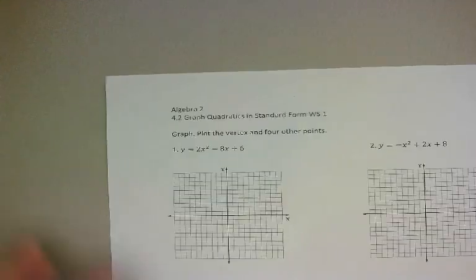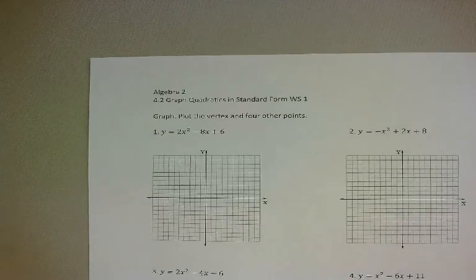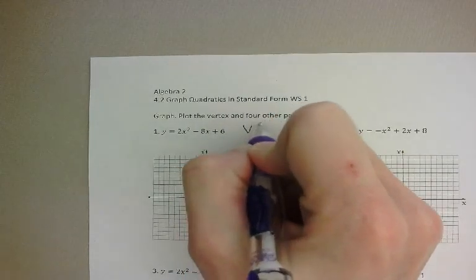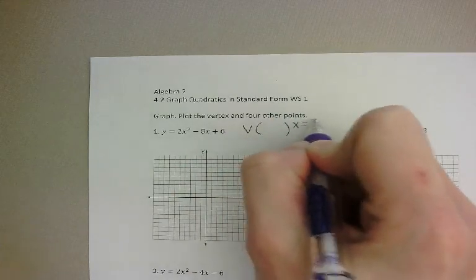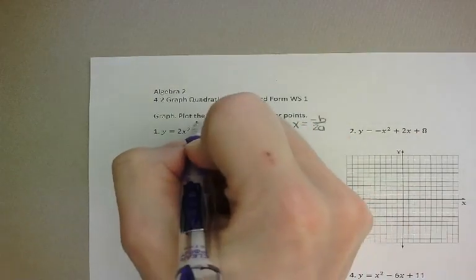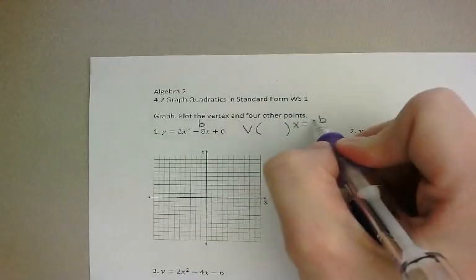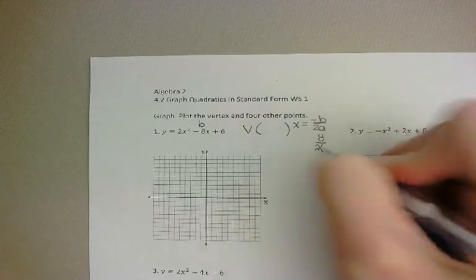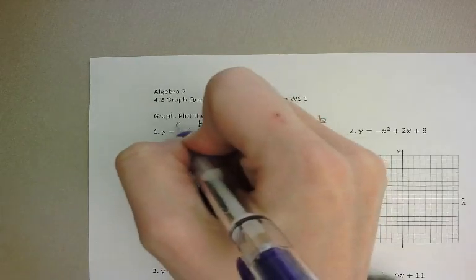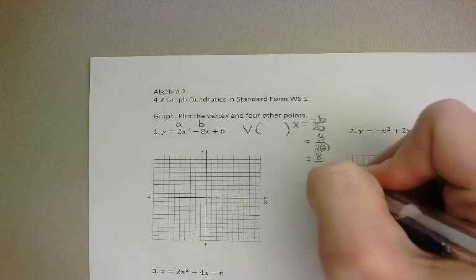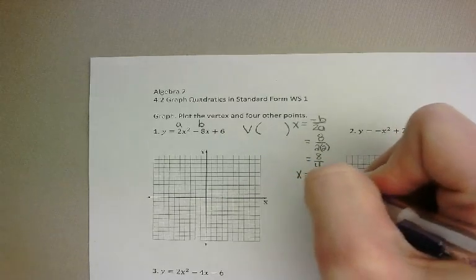All right, so if I look at this equation, it's in standard form. They've got the x squared, they've got the x, they've got the constant. So my first thing is I want to find the vertex, and I'm going to do that by taking negative b over 2a. This is my b. So I'm going to do the opposite of b, which is 8, and I'm going to divide it by 2 times the a, which is 2. So I get 8 divided by 4, so our x coordinate is 2.